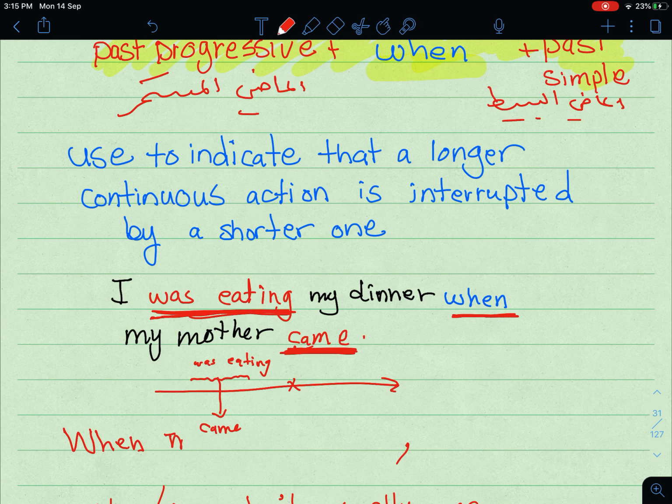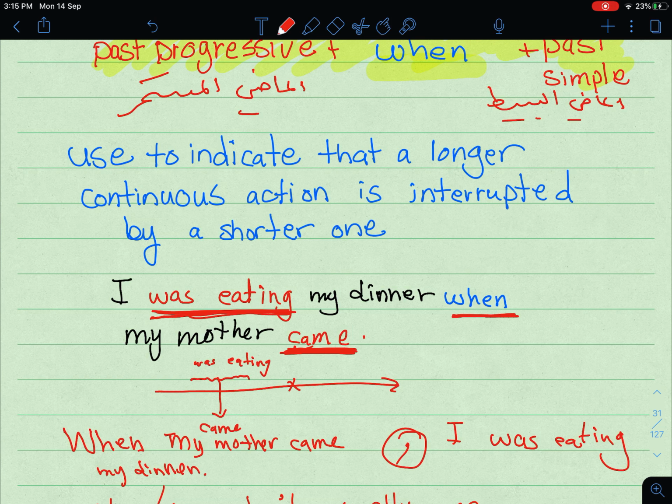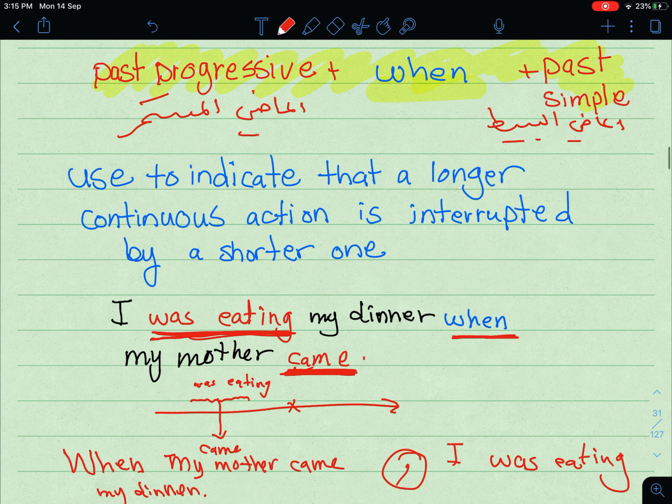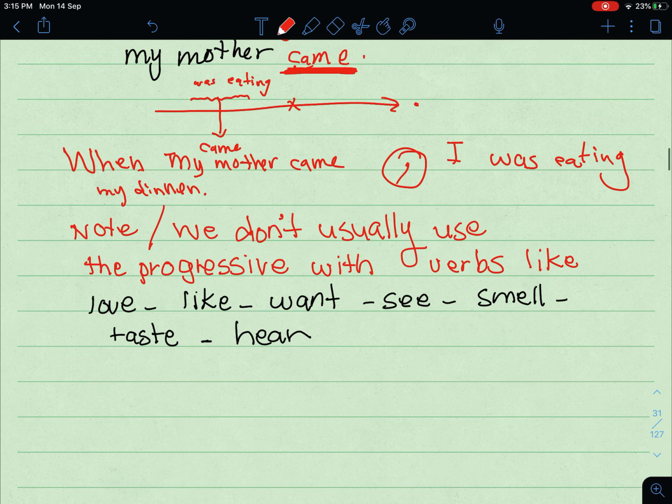خلاص، when my mother came, then I have to have comma. لما نبدأ بالtime word خذوها قاعدة. I was eating my dinner. طبعا ما يغير في المعنى، فقط في ترتيب الجملة. So is that clear? We use the past progressive plus when plus the past simple to indicate that a longer continuous action is interrupted by a short one, as I explained here. مثل ما وضحت لكم هنا.